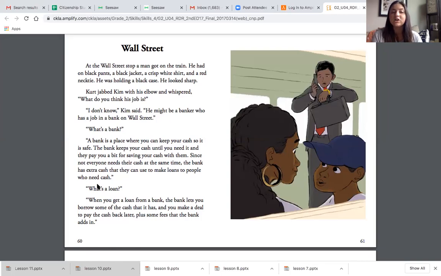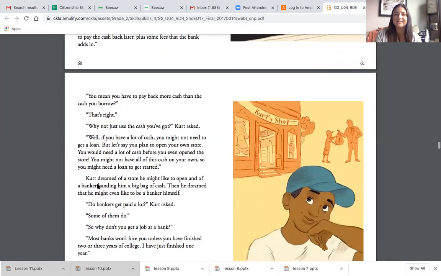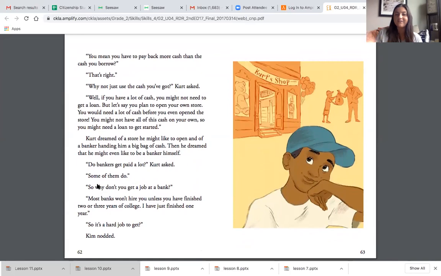"A bank is a place where you can keep your cash so it is safe. The bank keeps your cash until you need it, and they pay you a bit for saving your cash with them. Since not everyone needs their cash at the same time, the bank has extra cash that they can use to make loans to people who need cash. What is a loan? When you get a loan from a bank, the bank lets you borrow some of the cash it has, and you make a deal to pay the cash back later, plus some fees that the bank adds in."